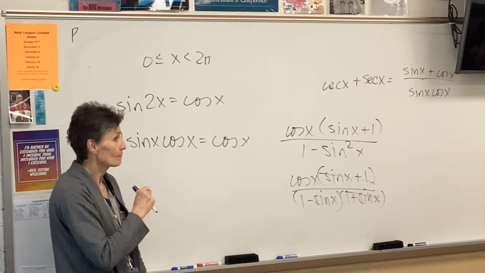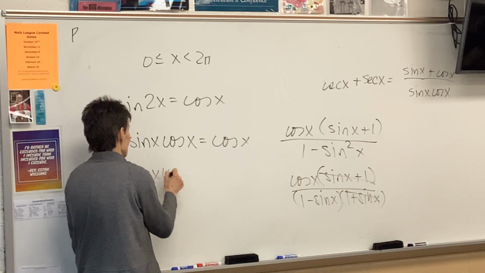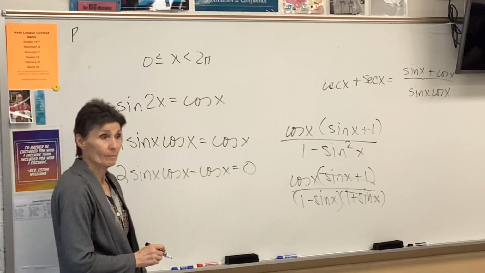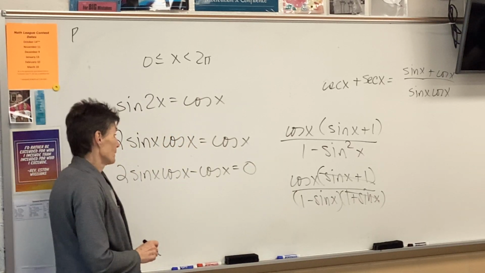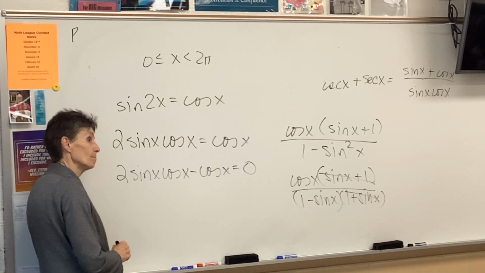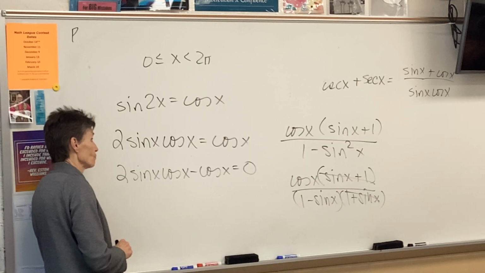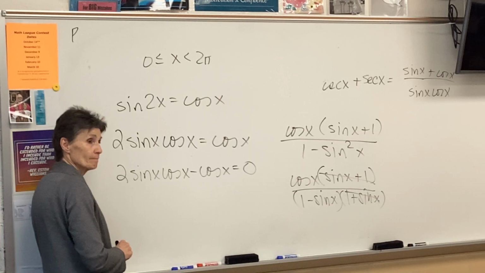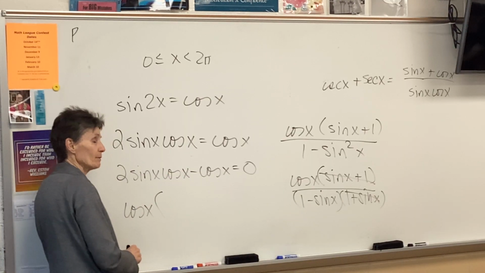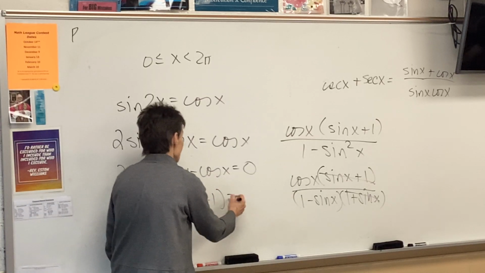Okay, you subtract the cosine. Now we're going to subtract cosine, because we want to have a 0. Now what? Well, I would say subtract the cosine on the left side. They're not like terms. Factor out a cosine. What will I have left if I pull out a cosine? 2 sine minus 1.